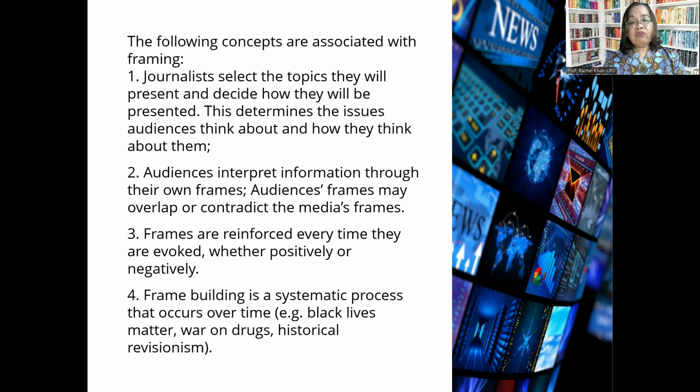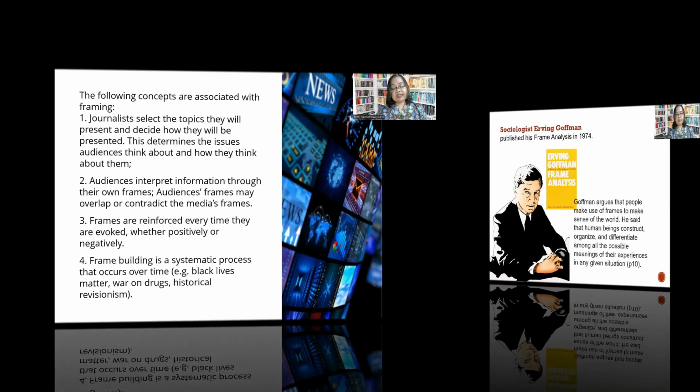And fourth, frame building is a systematic process that occurs over time, such as Black Lives Matter, the war on drugs, or historical revisionism. These concepts can be applied as well in social media and in fact have been used by those disinformation architects to influence the public's frame of mind and perception of reality.